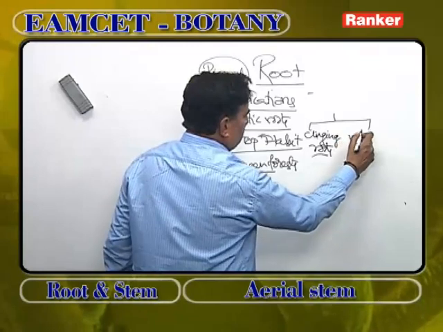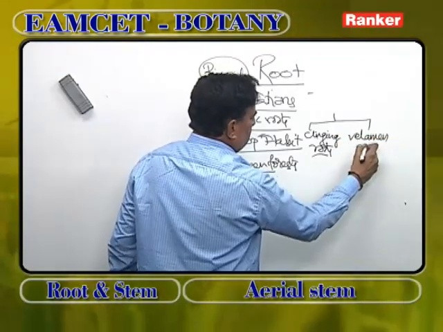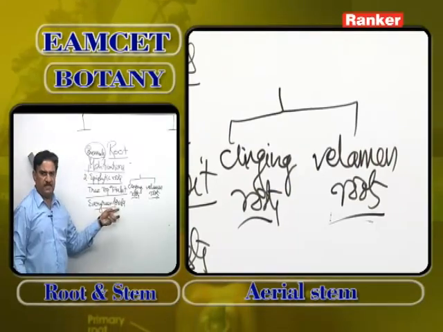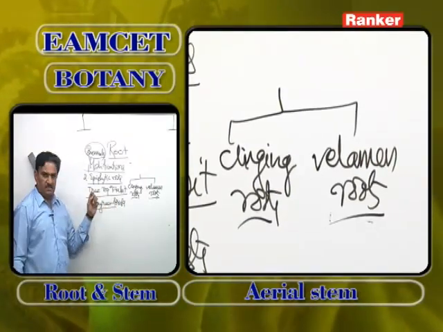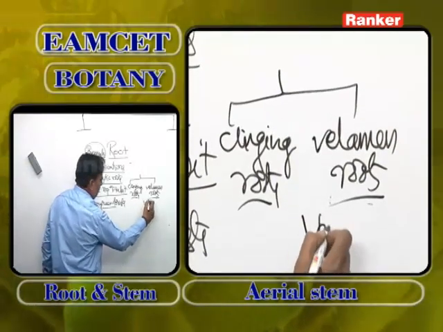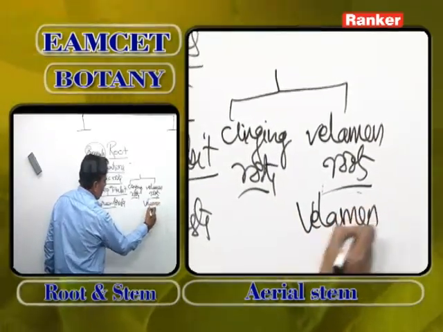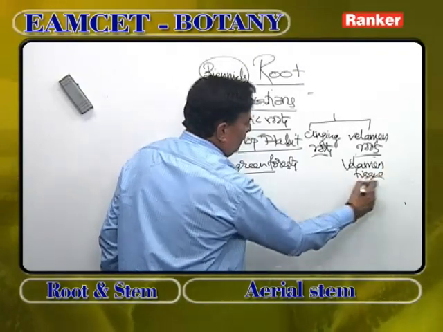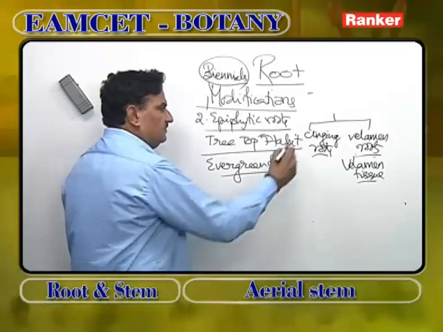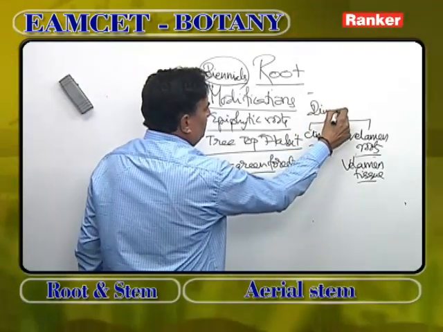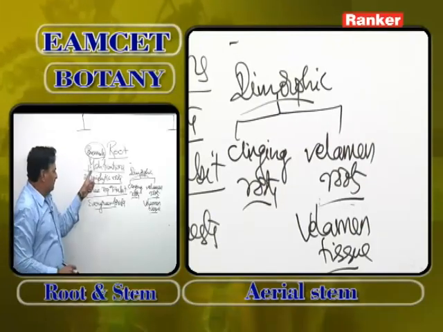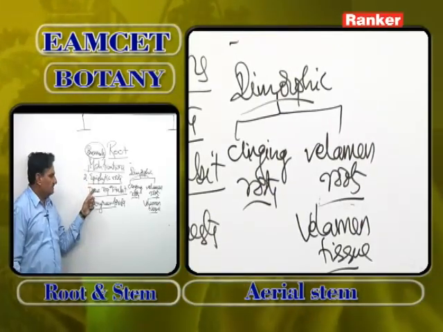Then velamen roots: long, freely hanging, much branched, brown colored, special roots which are surrounded by a special hygroscopic tissue called velamen tissue, are called velamen roots. So a single plant is showing two types of roots, hence it is called dimorphic. So dimorphic roots are found in epiphytic plants.